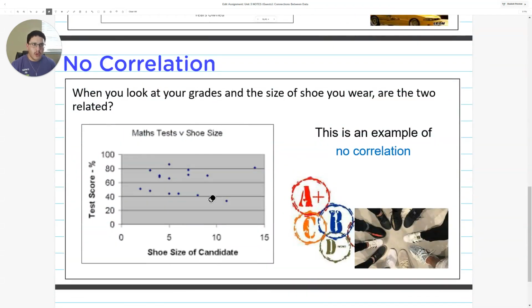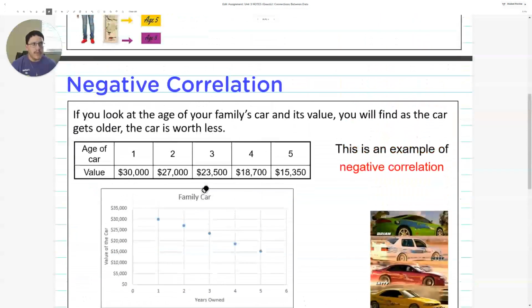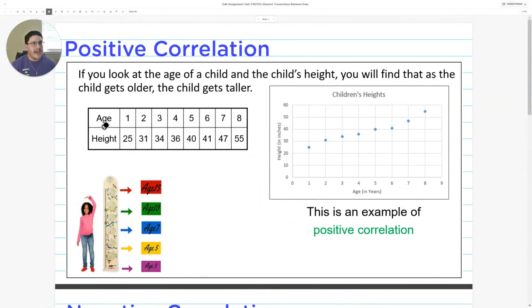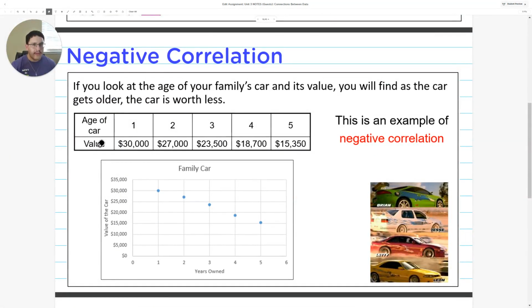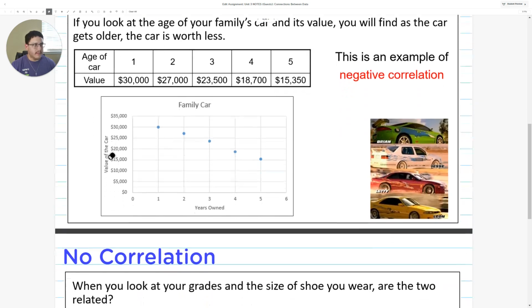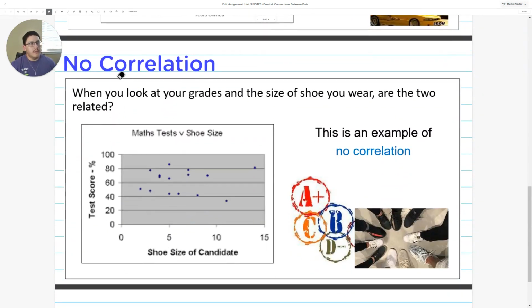Something with no correlation. When you look at your grades and the size of the shoe you wear, are the two related? So with the previous examples, age and height, they're related. Age of the car and the value, those are related. And because of the different factors that we talked about, especially with cars.